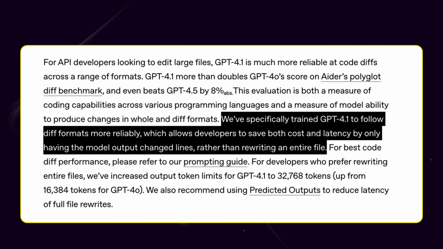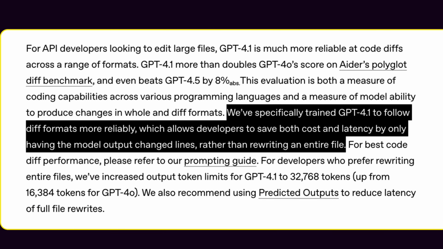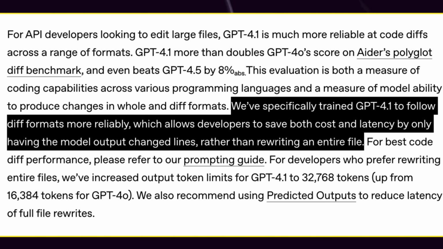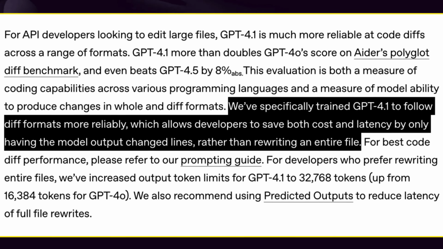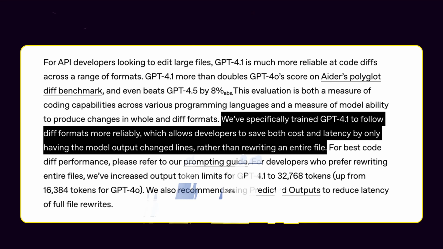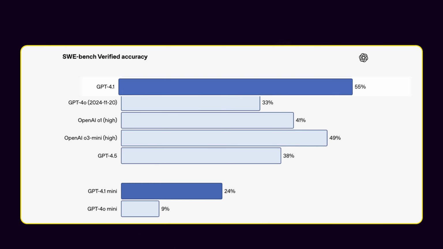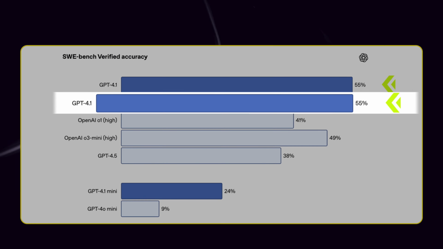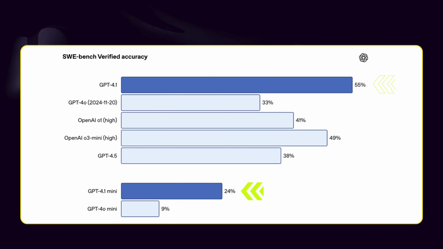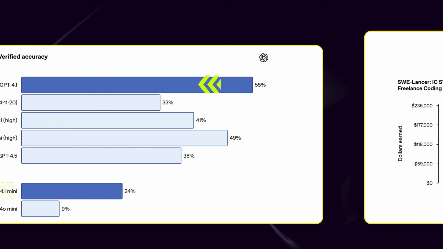OpenAI says, we've specifically trained GPT-4.1 to follow different formats more reliably, which allows developers to save both cost and latency by only having the model output changed lines, rather than rewriting an entire file. On the software engineering benchmark, which measures real-world software engineering skills, GPT-4.1 completed 54.6% of tasks, a 21.4% improvement over GPT-4o, which only completed 33.2%. Here you also see how GPT-4.1 performs well upon GPT-4o in front-end coding, and is capable of creating web apps that are more functional and aesthetically pleasing.